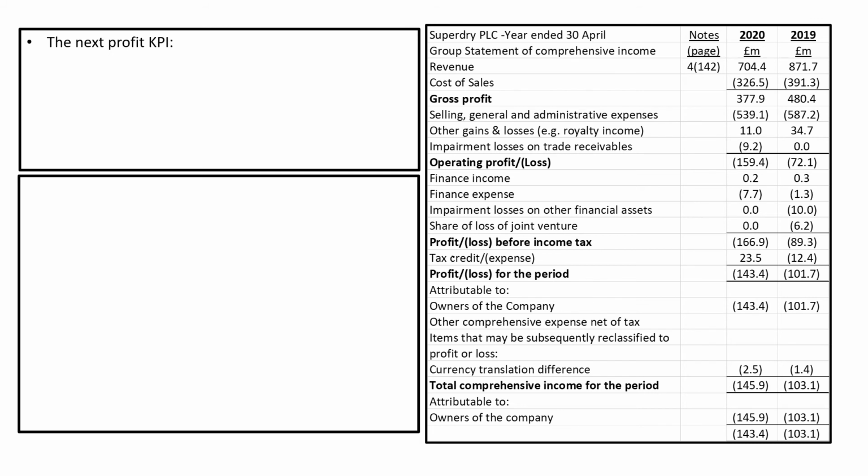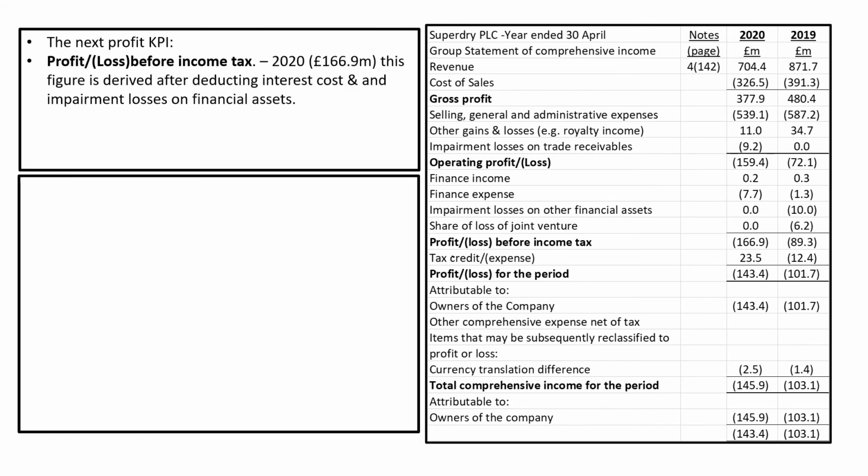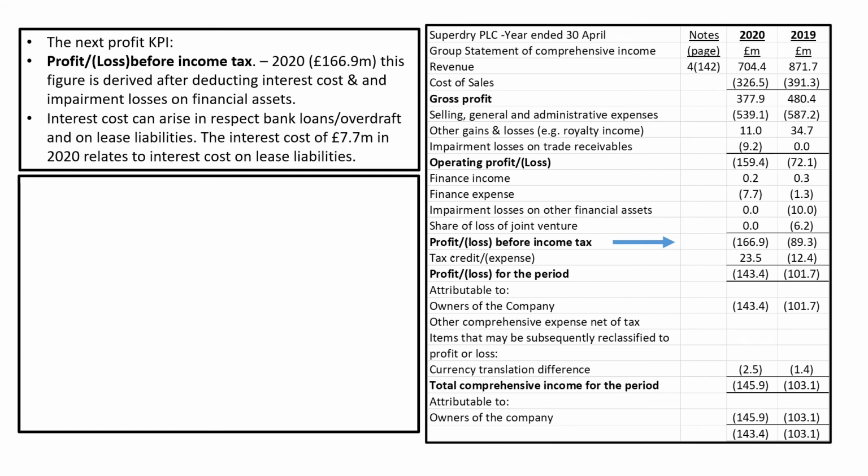Right, the next profit KPI is the profit or loss before income tax. In 2020, Superdry PLC made a loss of 166.9 million, and this figure is derived after deducting interest costs and impairment losses on financial assets. Interest costs can arise in respect of loans and overdrafts and on lease liabilities. The interest cost of 7.7 million in 2020 relates to interest cost on lease liabilities.